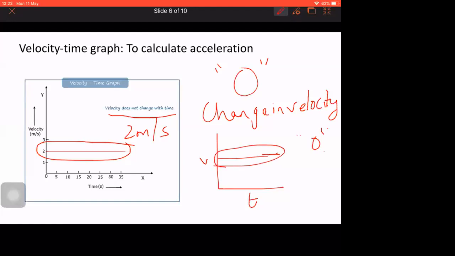This kind of graph, where the line is passing parallel to the time axis, the acceleration is always zero. Clear?